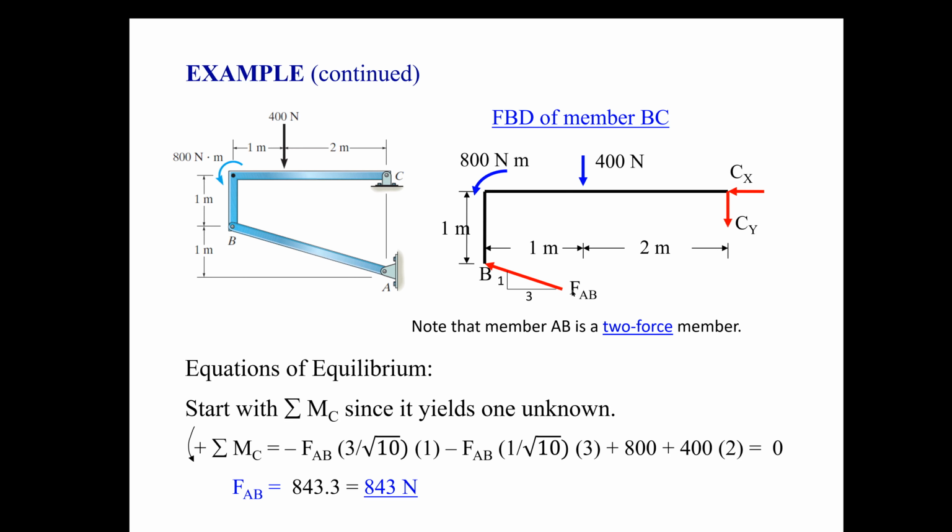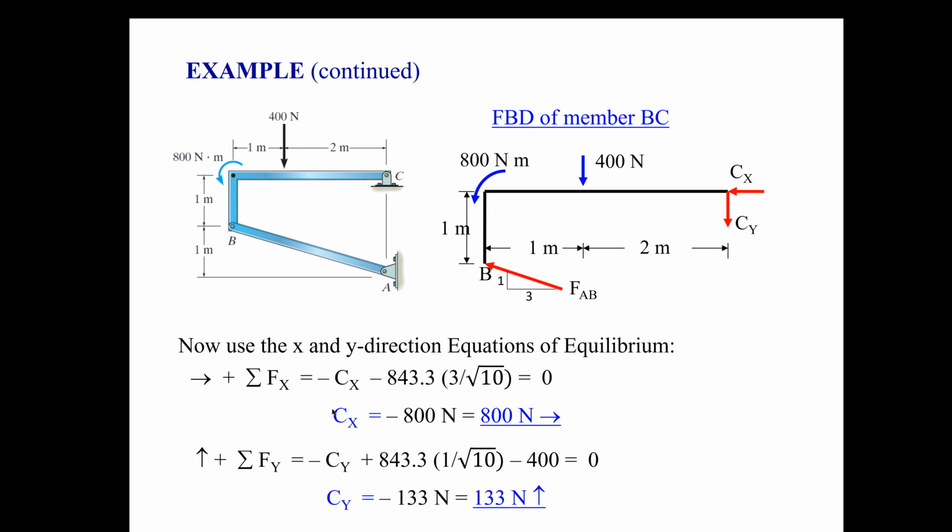Okay. And the next one is 800 newton meters. This is a couple, pure rotation, so this will be applied everywhere on this. So it's got to show up in every moment equation. This causes counterclockwise rotation, so this is positive. And then we have the 400 newtons acting at 2 meters, and this is also positive because it causes counterclockwise rotation about C. So you can solve for FAB, and it's 843 newtons.